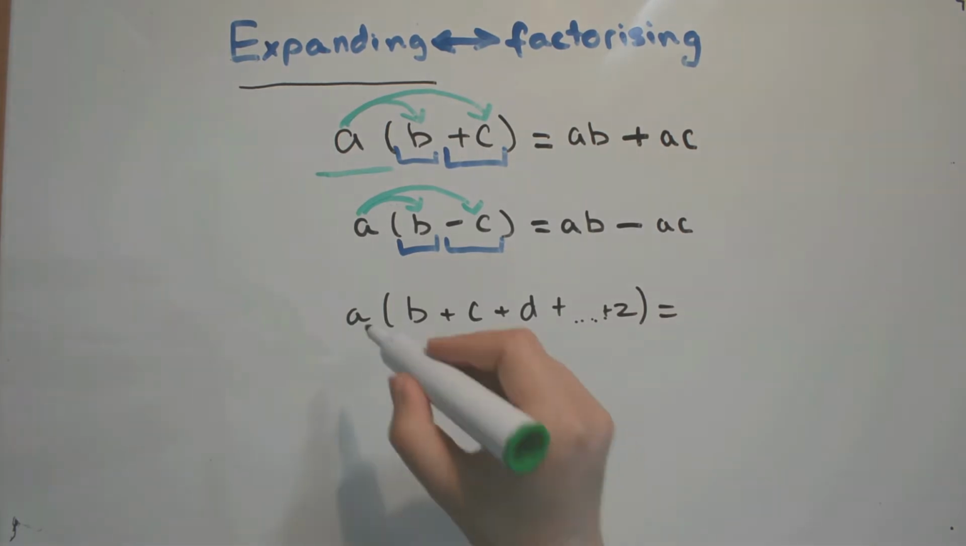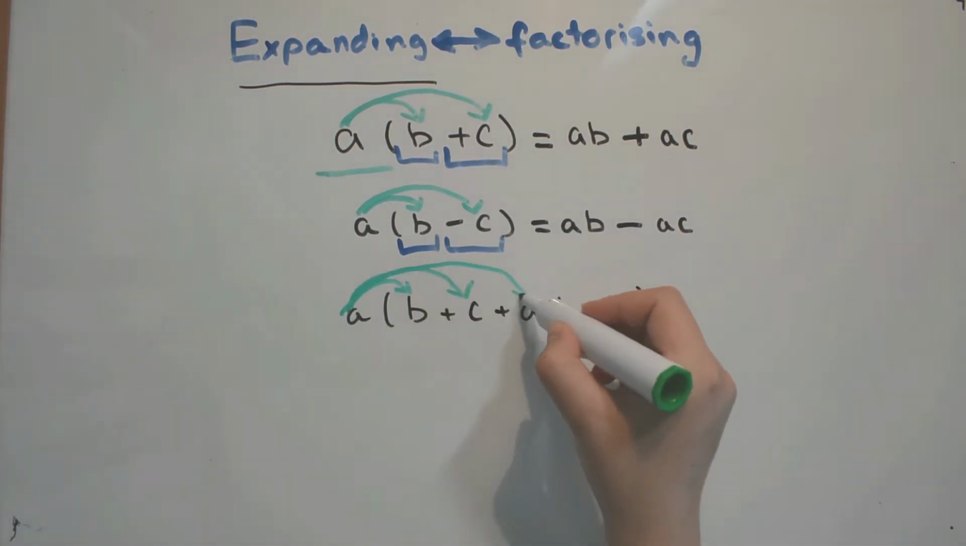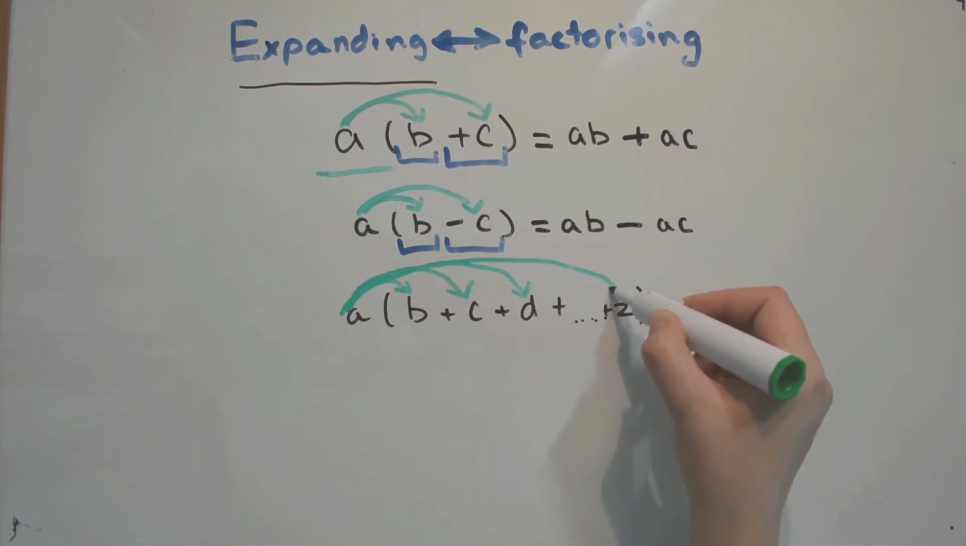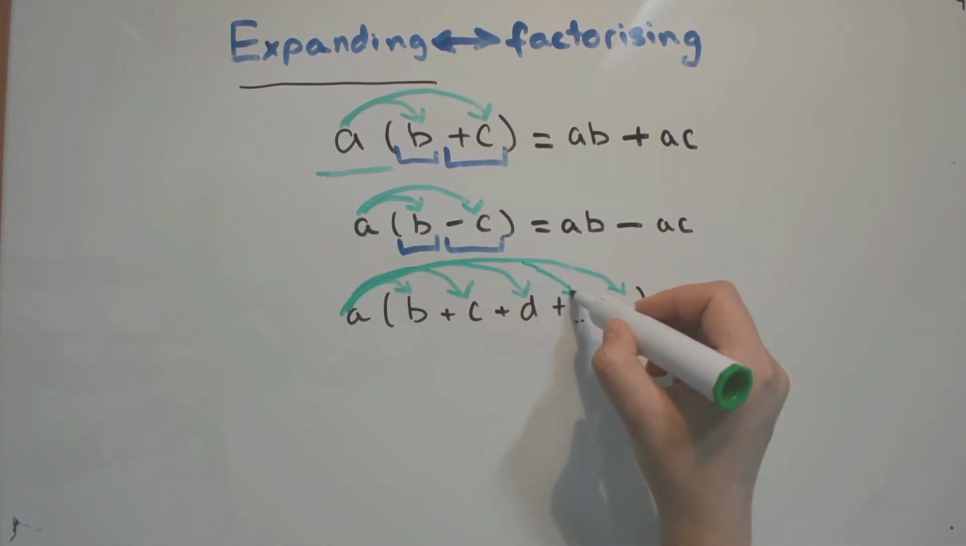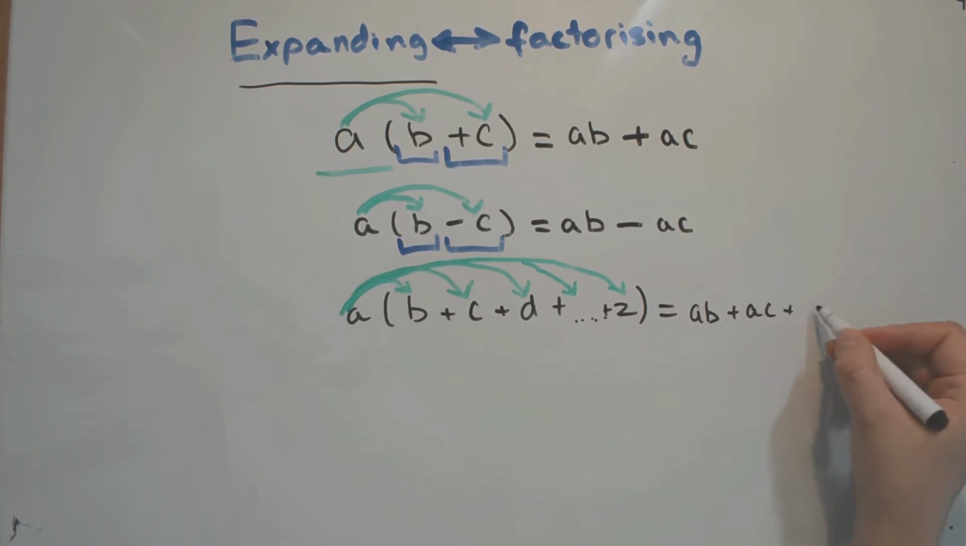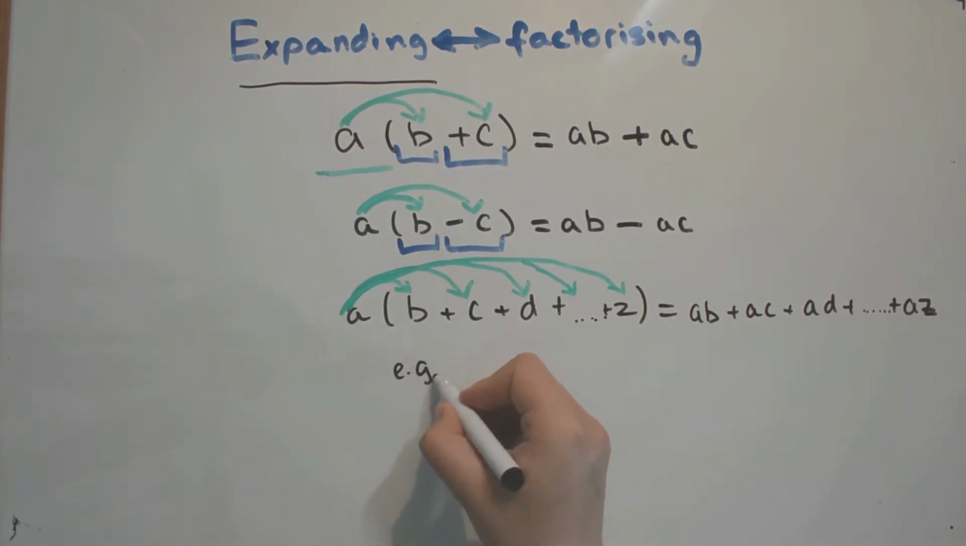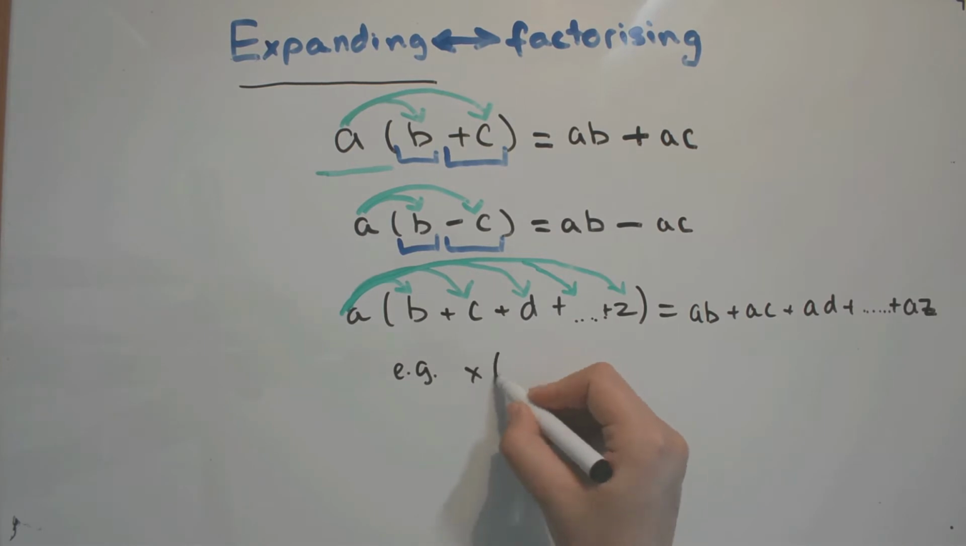The next rule is a bit more complicated, so we have a bracket with way more elements than just 2, so we have a times multiple elements. All you need to do is just multiply a by every single part of the bracket, just like you did before. It doesn't matter how many things you have inside the bracket, so all I'm gonna do is just multiply them out. Just keep in mind that if you have lots of elements, you will most probably get to the point where you can simplify something.